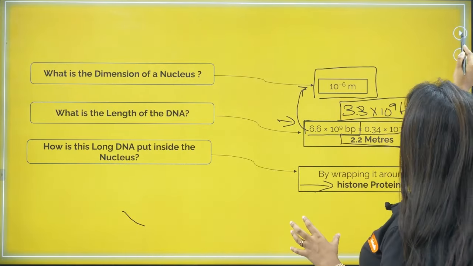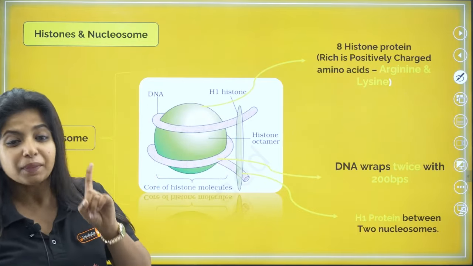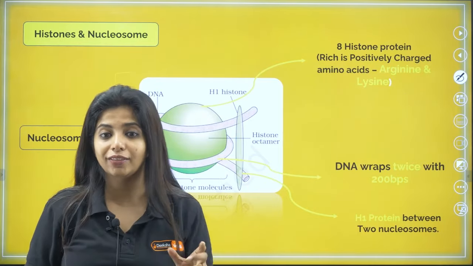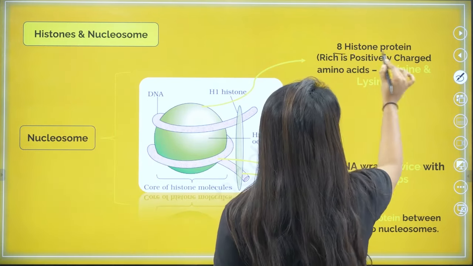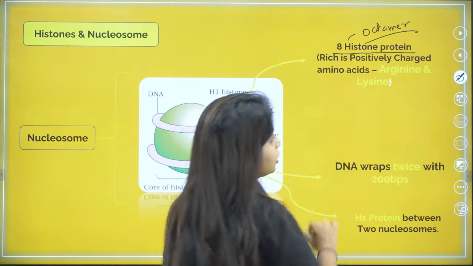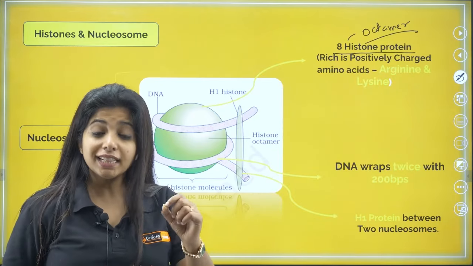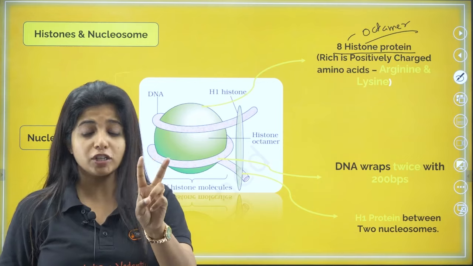By compacting it with the help of histone proteins. Now what is a histone protein? So basically, 8 histone proteins come together to form a globe-like structure. Okay, 8 histone proteins come together, so this is known as the octamer of histone, since 8 histone proteins are coming together. And this is highly rich in positively charged amino acids.